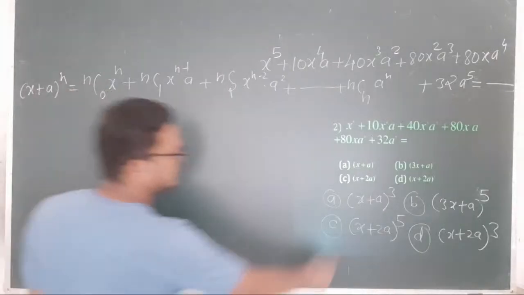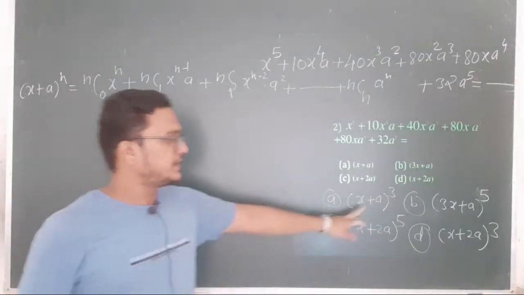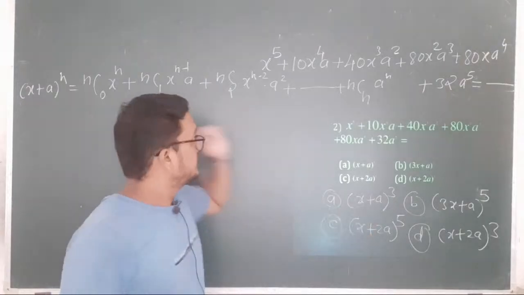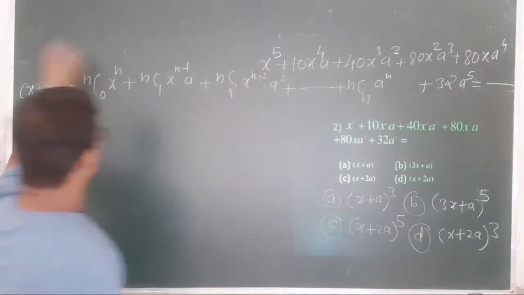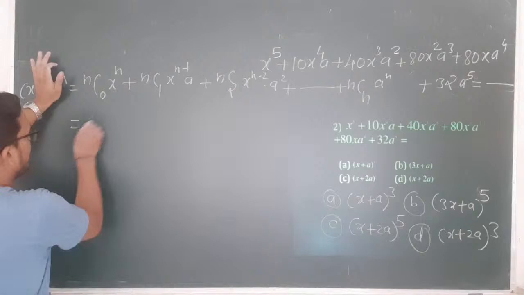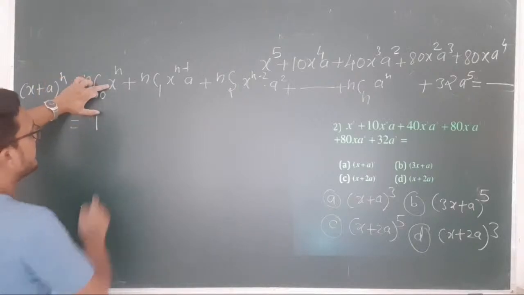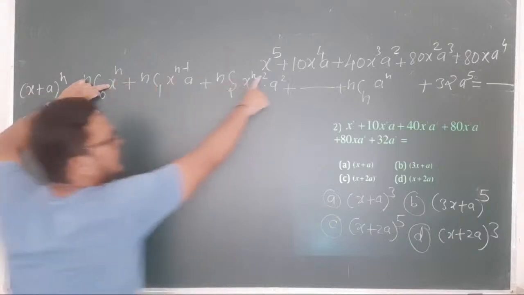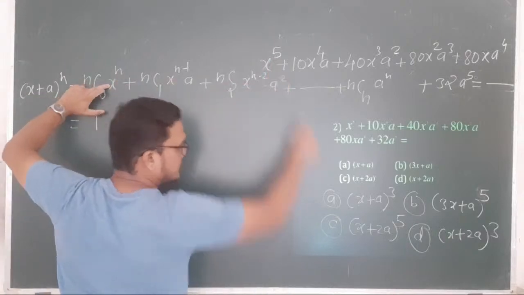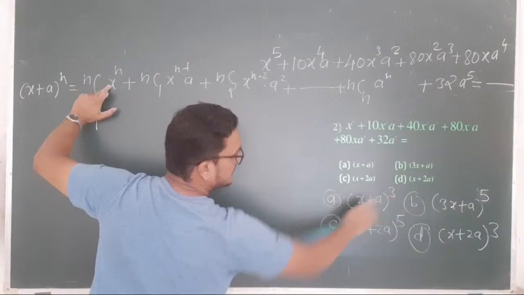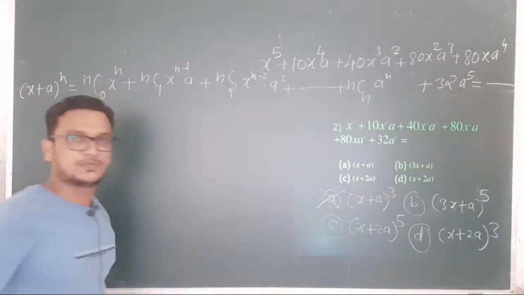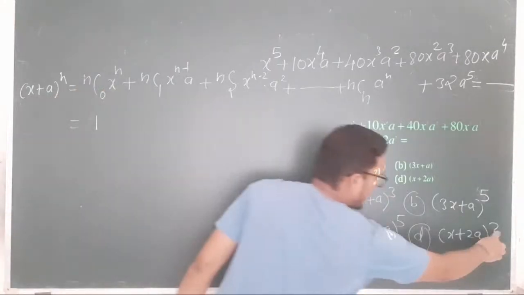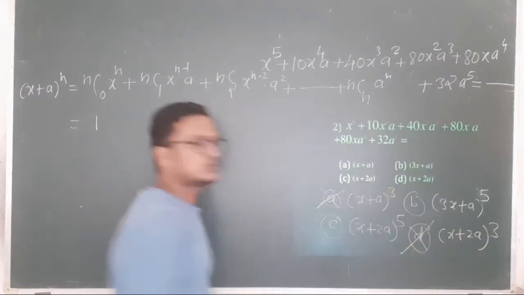Suppose I take the first one. See, nC0 value is 1 only, but when I put x to the power n, here x to the power n is how much? 5. But here n is how much? 3, so therefore this option is not possible. Even here also the power is 3, so option D is also not possible.